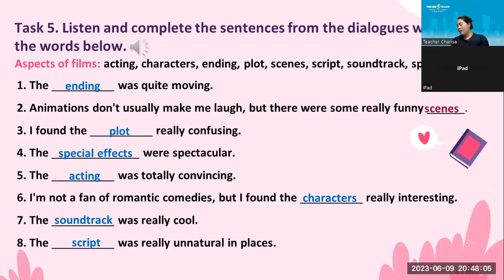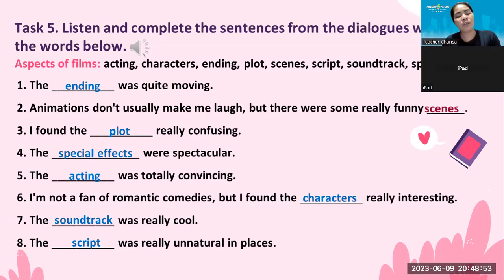I found the plot really confusing. So what do you mean by confusing? As I said, it was confusing why that happened. So that is a plot. The special effects were spectacular. What do you mean by special effects? Just like that, animation that is very spectacular and unbelievable. Okay, so the acting was totally convincing. What do you mean by the acting was totally convincing? Meaning, if you can see that person and how they act, you are convinced already. Even if it is only an act, the way they act.